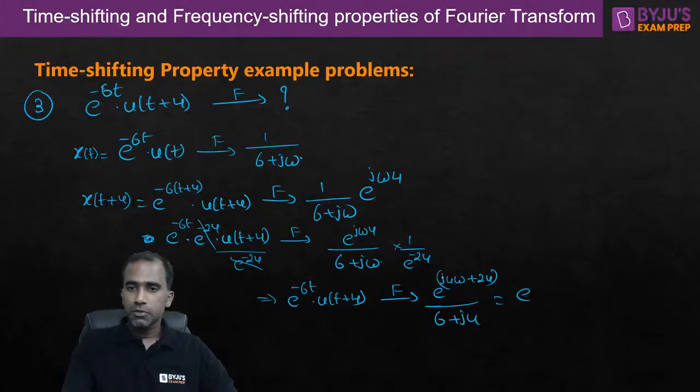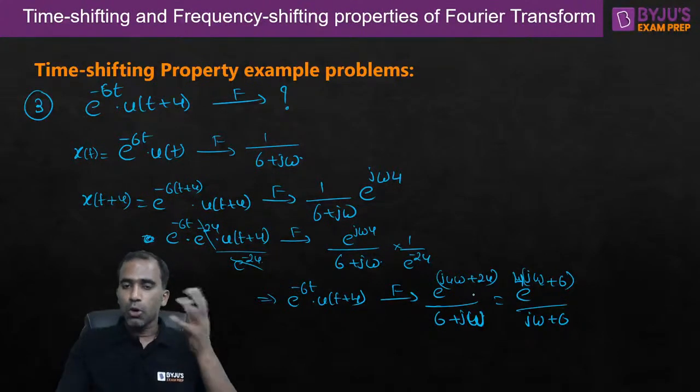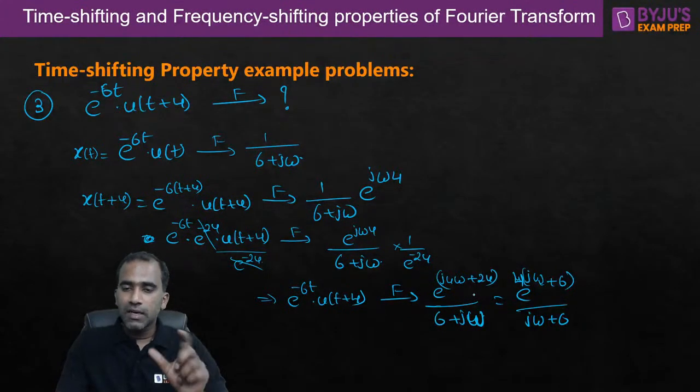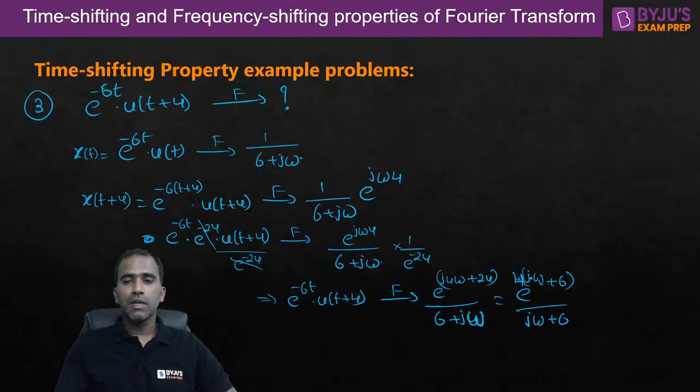Or if you want, in the options, if you don't find this, then you can rearrange it a little bit. 4, if you take common, it becomes j omega plus 6, or 6 plus j omega. Whatever you're seeing in the power, the same thing in the denominator also, right? So sometimes when you don't find what you got in the options, it means that you have to rearrange your answer a little bit. Make some small changes to your answer, then you'll get an answer which matches with the options, provided you have not made any calculation mistakes.